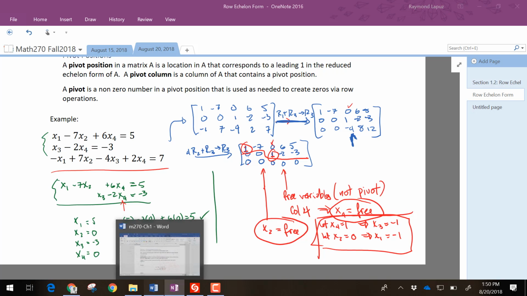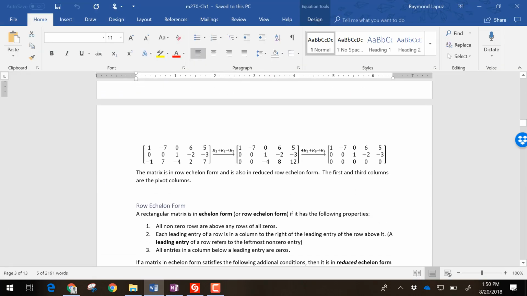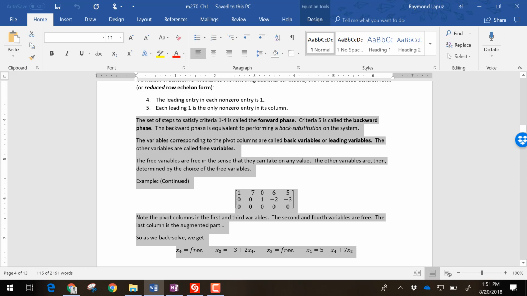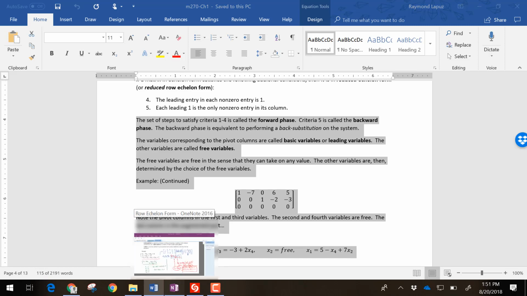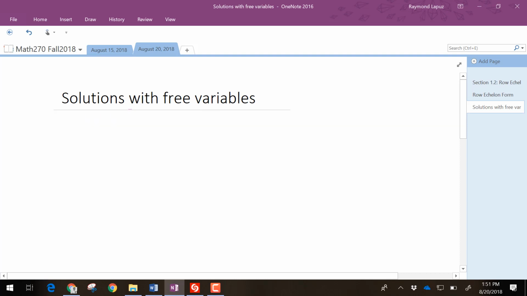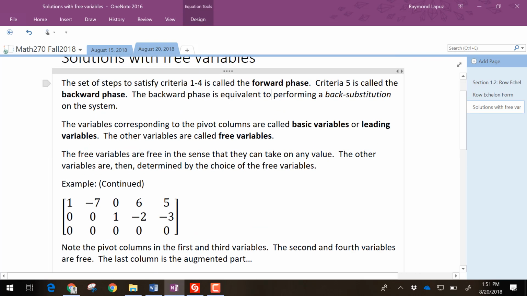All right, so Louise asks if there's a way to express this mathematically. There is. But before we get to the solutions, let's take a look at the steps that we took. Steps to satisfy criteria 1, 2, 4 is called the forward phase. And then criteria 5, you're actually setting the zeros in the pivot columns. And that's called back solving or the backward phase.